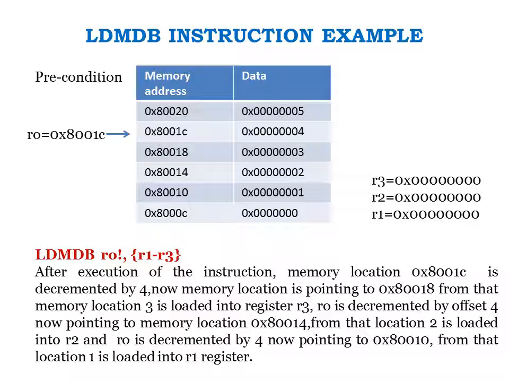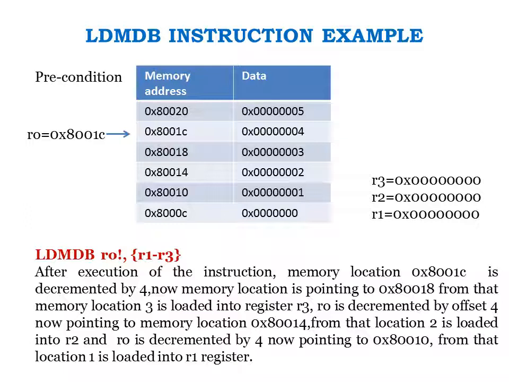So when this instruction is executed, what happens? Now the base pointer R0 is pointing to 80010. Because DB is attached to the LDM, before executing the instruction, the address is decremented by 4. That means after the execution of this instruction, 80010 is decremented by 4, meaning now it is pointing to 80018.